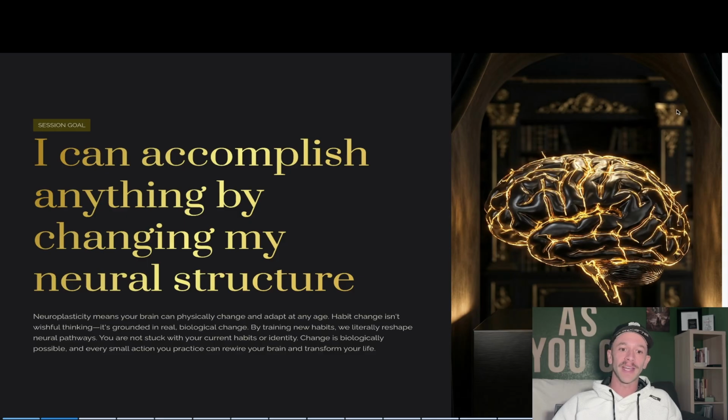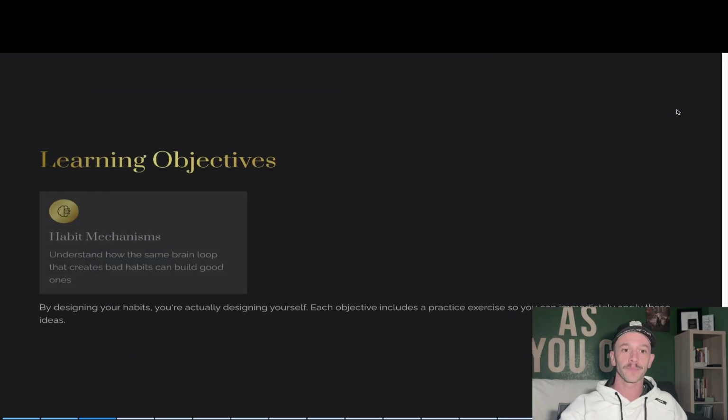Neuroplasticity means your brain can physically change and adapt at any age. Habit change isn't wishful thinking, it's grounded in real biological change. By training new habits, we literally reshape neural pathways. You are not stuck with your current habits or identity. Change is biologically possible, and every small action you practice can rewire your brain and transform your life.